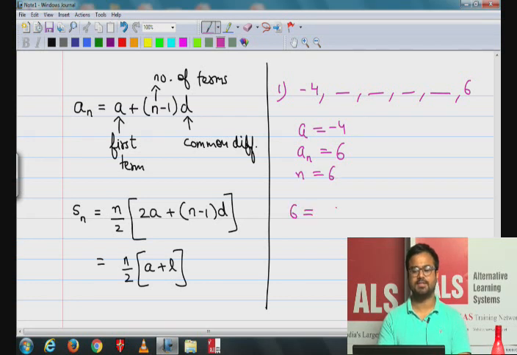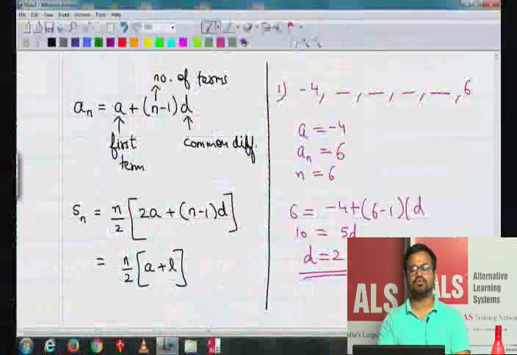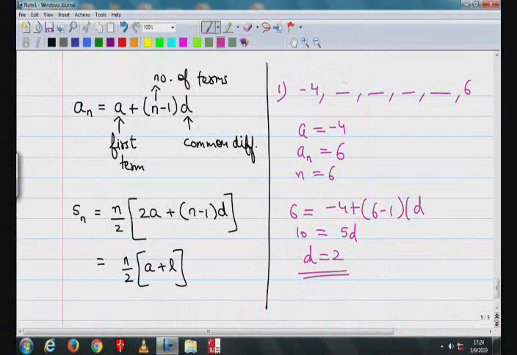So we can write 6 is equal to a plus n minus 1 into d. So that will be 10 is equal to 5d, or d is equal to 2. If d is equal to 2, common difference is 2. So you can just increase the terms. So minus 4 plus 2, minus 2, 0, 2, 4. A very basic one.